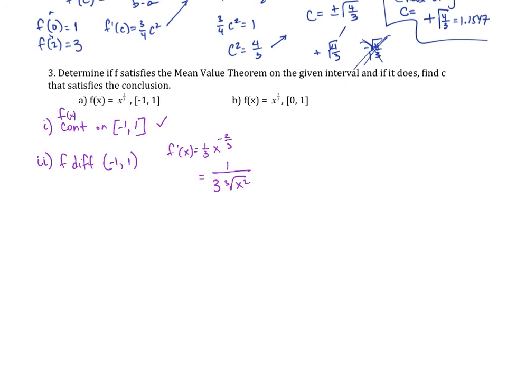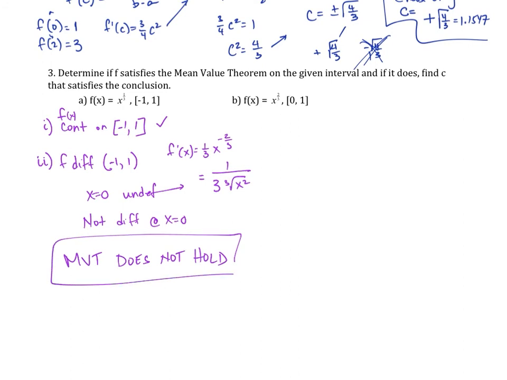So is this differentiable on the open interval? Well, I can take the derivative at -1. I can take the derivative at 1 as well. But is there a value you can't take a derivative of? Yep, at x equals 0, this is undefined right here. So it's not differentiable at x equals 0. Therefore, MVT does not hold. It doesn't apply to this problem. We cannot use MVT on this problem because we can't take the derivative at a certain point in that interval.